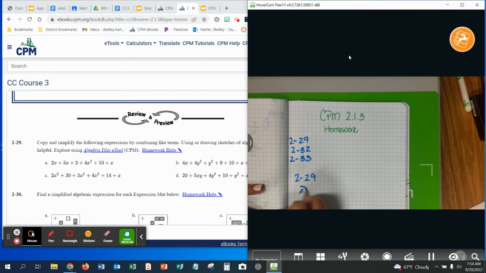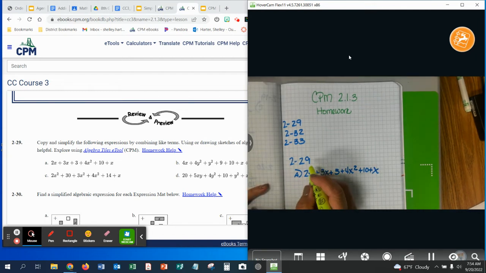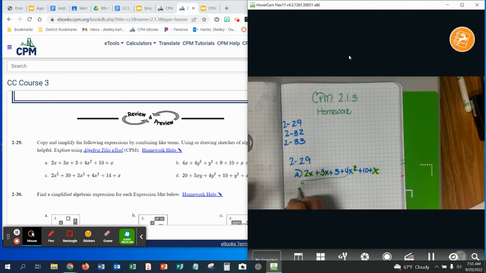So I'm going to just write down A, and it's 2x plus 3x plus 3 plus 4x squared plus 10 plus x. All right, the first thing I'm going to do is grab a highlighter. Okay, so this is an x, this is the 3x, here's a squared, here's another x. First off, I'm going to deal with this 4x squared. There's no other 4x squared, so I'm just going to move it right here to the beginning. And now I'm done with it, and I can cross it out.